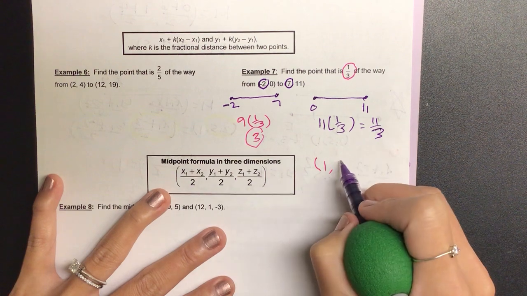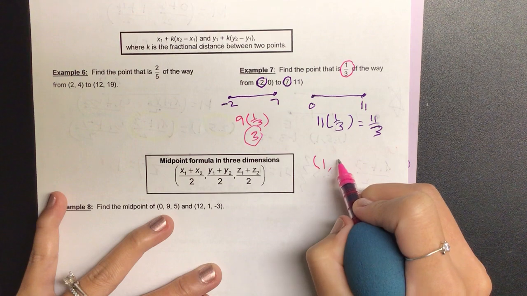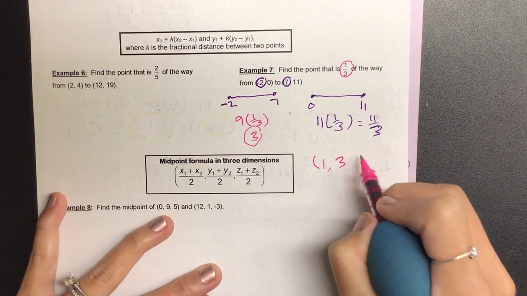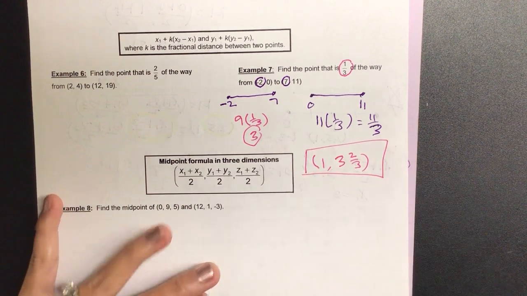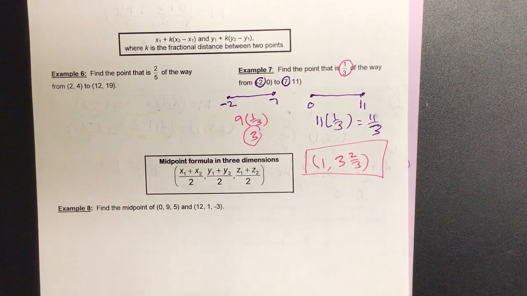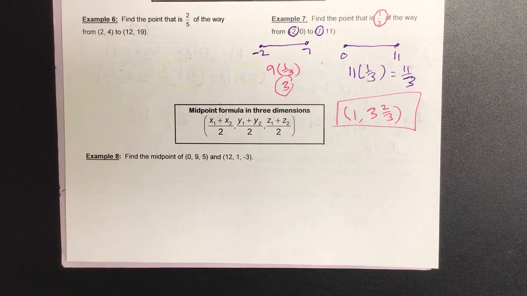I like the numbers to be in 2 parts. So 3 can go into 11 how many times? 3 times. 3. And how many remaining? 2/3. 2/3. And 11/3 is perfectly fine as well. Okay? All right. Now we're looking at midpoint in 3 dimensions. So basically, it's the average of the x's, the y's, and the z's. So if you know one, you know the other.